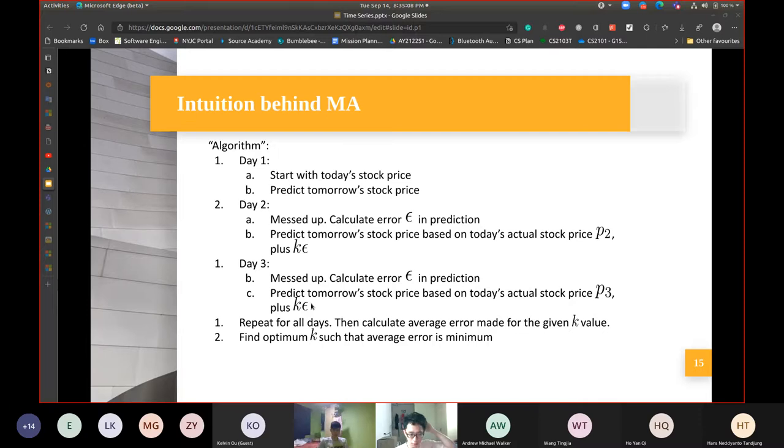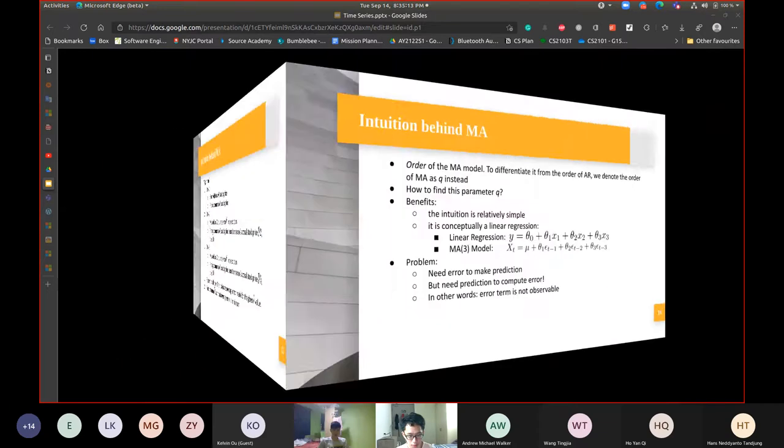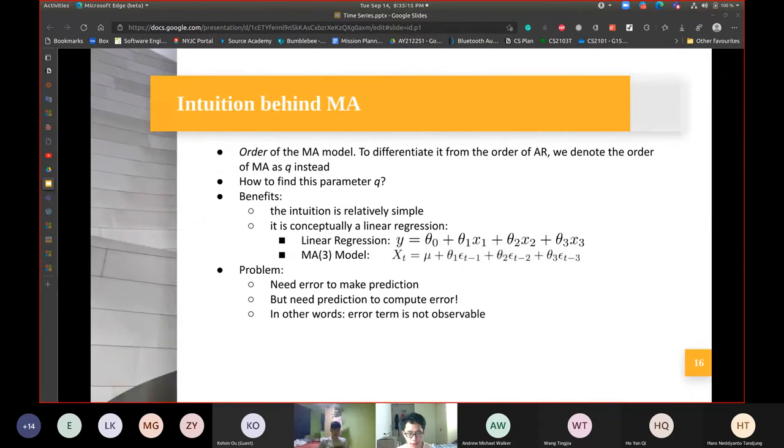So this is the idea of moving averages. If there are any questions, just feel free to interrupt me, because I cannot see y'all, so I can't see feedback. Camera is on.